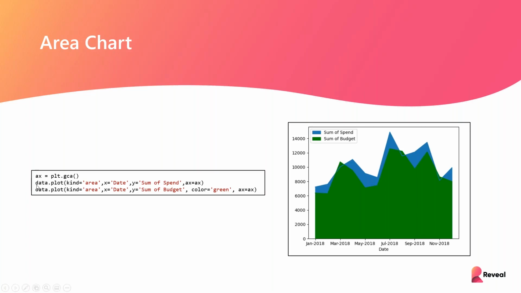You can see I actually pasted in the same line twice, but what I did is I changed a variable called color equals green. So this area chart that's green was probably some other default color, and I said, well, I want to make it green. And that's what we did. And you also notice the AX equals AX, that's my legend. So sum of spend and sum of budget. If I don't want to show a legend, I would just get rid of that.